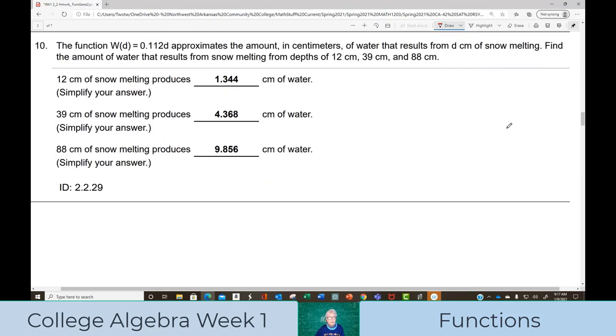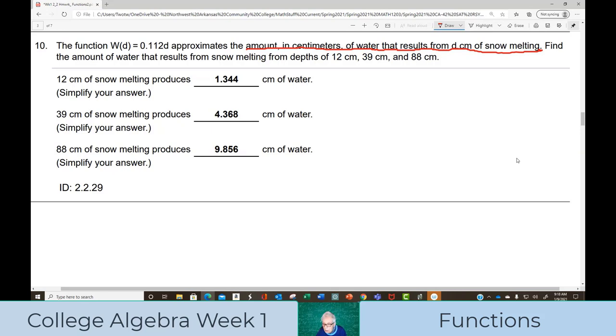Okay, and we're going to do this problem and then take a break and come back for the second homework set. This function, W of D equals 0.112 times D, approximates the amount in centimeters of water that results from D centimeters of snow melting.